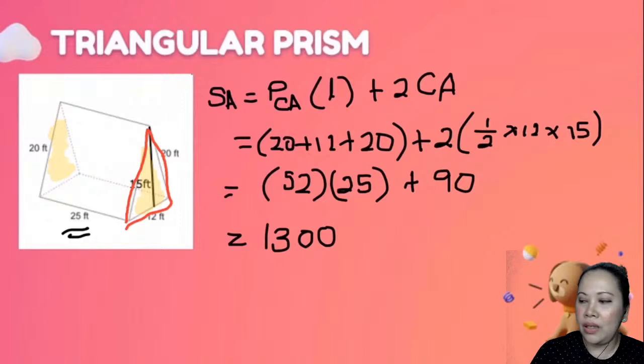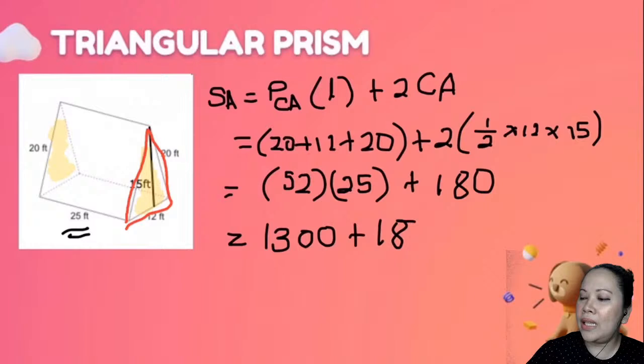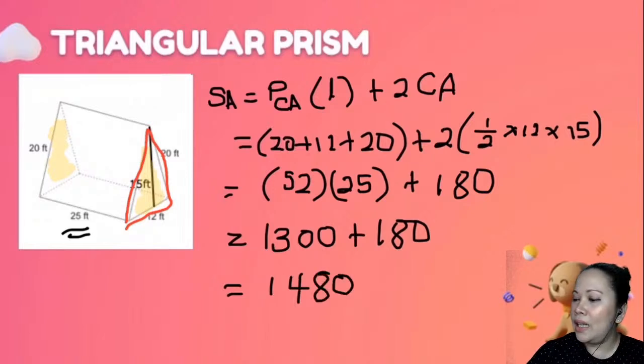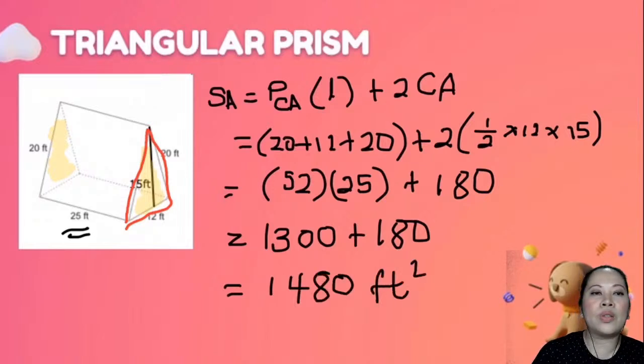Sorry, I forgot to multiply this by 2. So you have half times 12 times 15, which is 90, times 2, we have 180. So 1,300 plus 180 would be the surface area of our prism, which is 1,480 square foot, sorry, not square feet. Square foot.